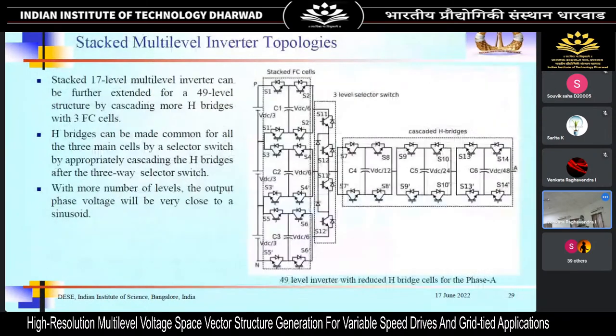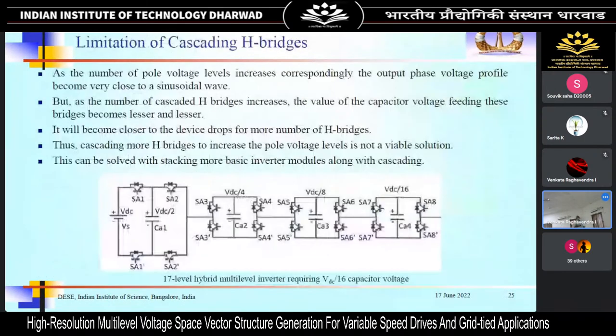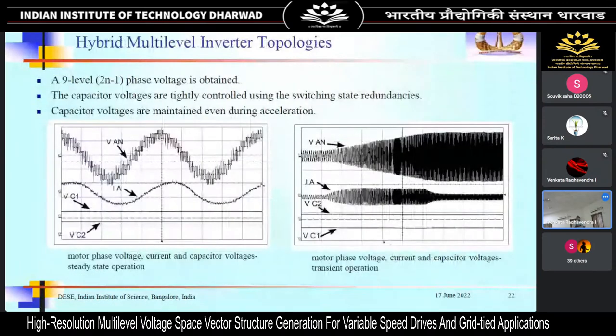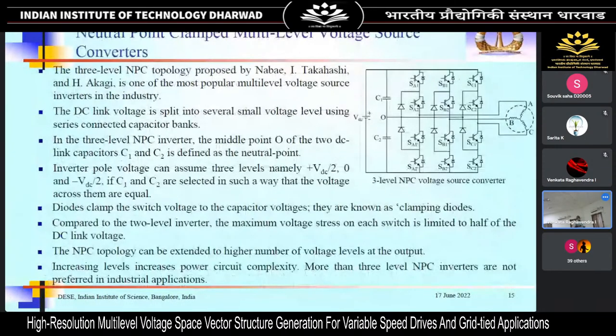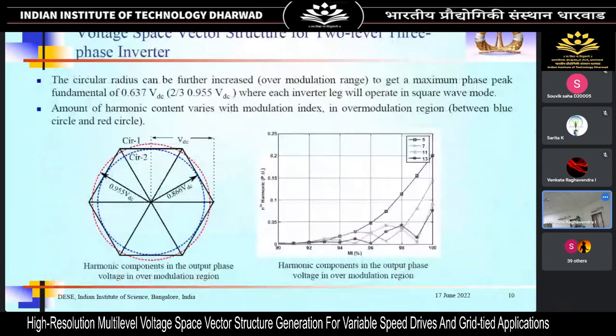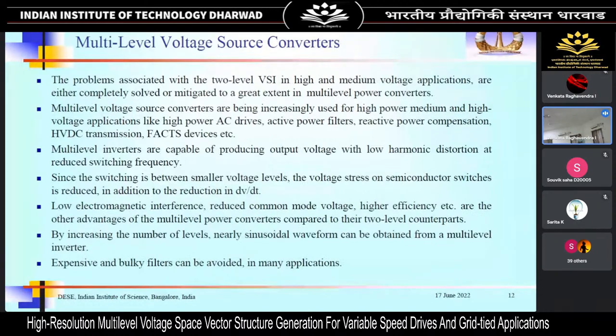Actually, this figure is shown here. Till this point, the lower order harmonics, the 5th and 7th harmonics, are present. As the circle moves, when the fundamental goes here, that is equivalent to the fundamental when the inverter is in six-step square wave mode. As it goes from here to here, slowly the lower order harmonics will appear. That is the problem with the inverter. How to avoid this? Let us see.